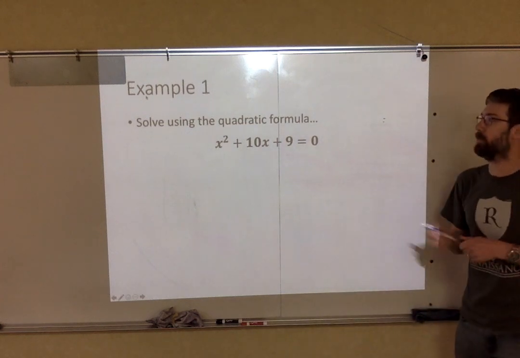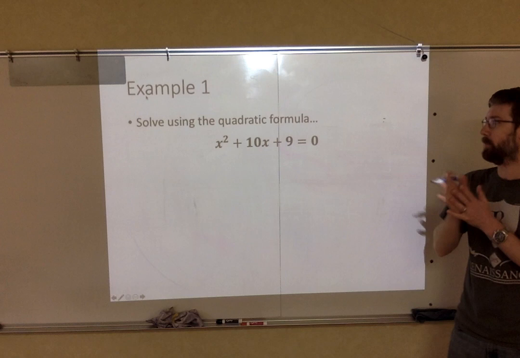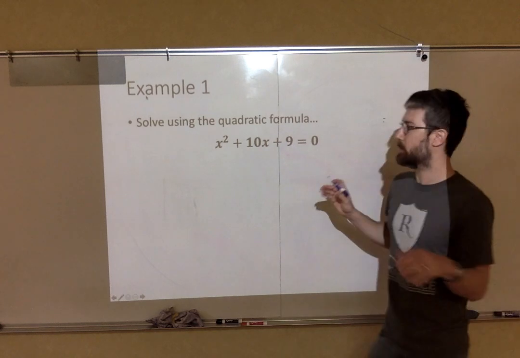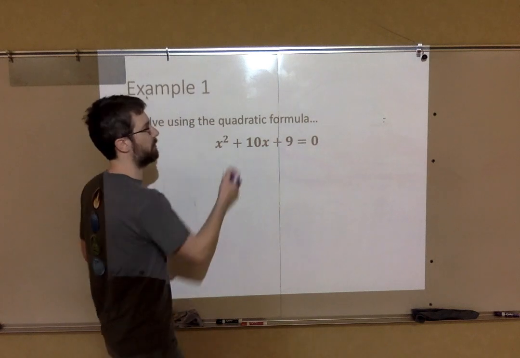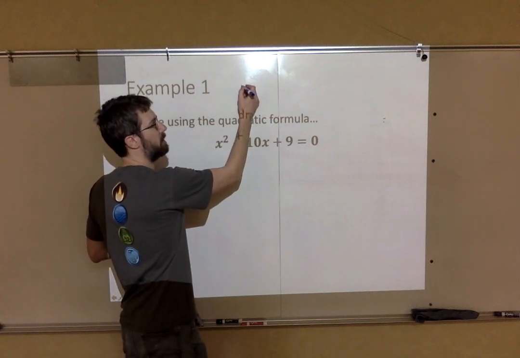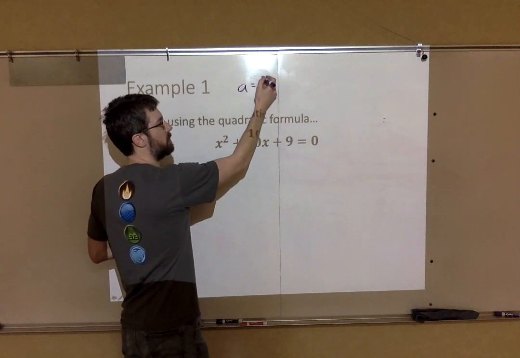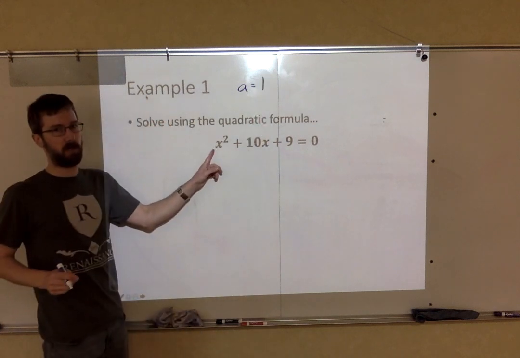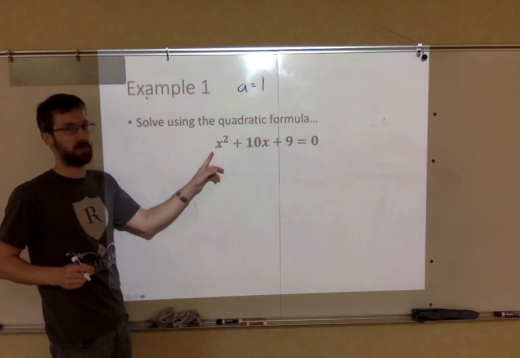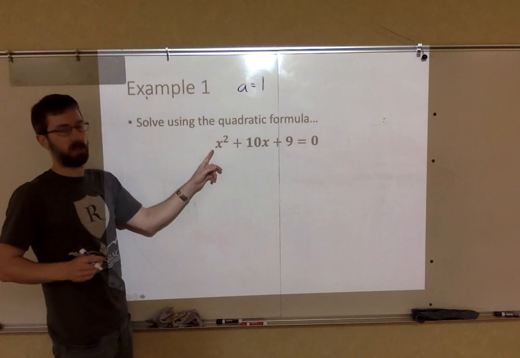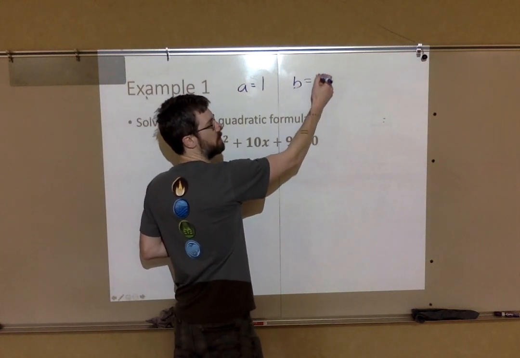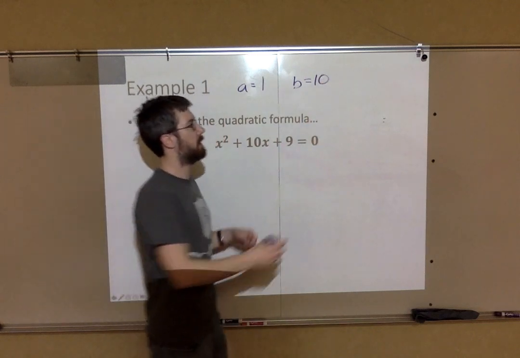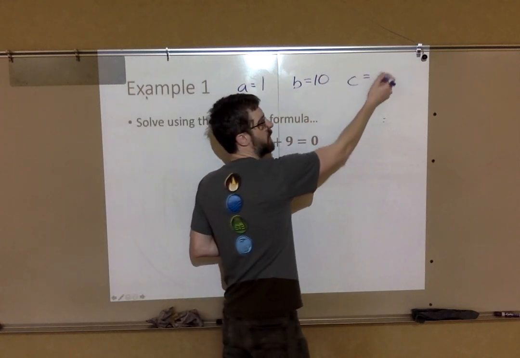So, solving this one for our first example using the quadratic formula. The way I like to do this is I like to write out what A, B, and C are and then plug them into the formula. A would be equal to 1. If there's no number in front of this x squared, which is super common, that means that the coefficient is equal to 1. B is equal to +10. And C is equal to +9.